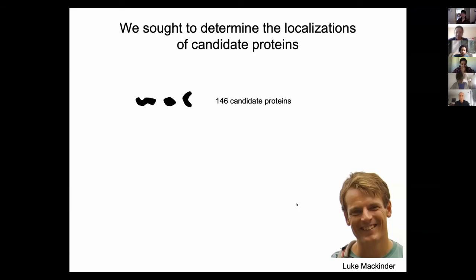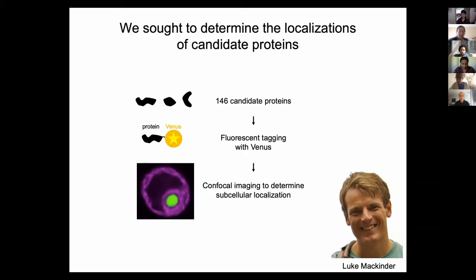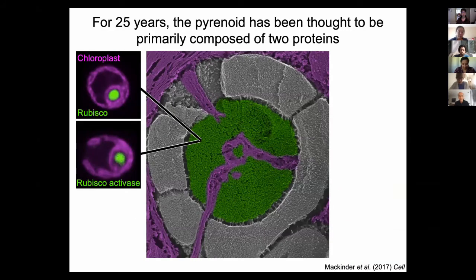Luke Mackinder, at the time a postdoc in my lab, who is now running his own lab in the UK, started with 146 candidate proteins and developed a pipeline for tagging each of these proteins with the fluorescent protein Venus and using confocal imaging to determine each protein's subcellular localization. And we were thrilled to find that some of the candidate proteins localized to the pyrenoid. And this was intriguing because for 25 years, the pyrenoid has been thought to be primarily composed of two proteins, rubisco and rubisco activase, which is essentially a chaperone for rubisco.